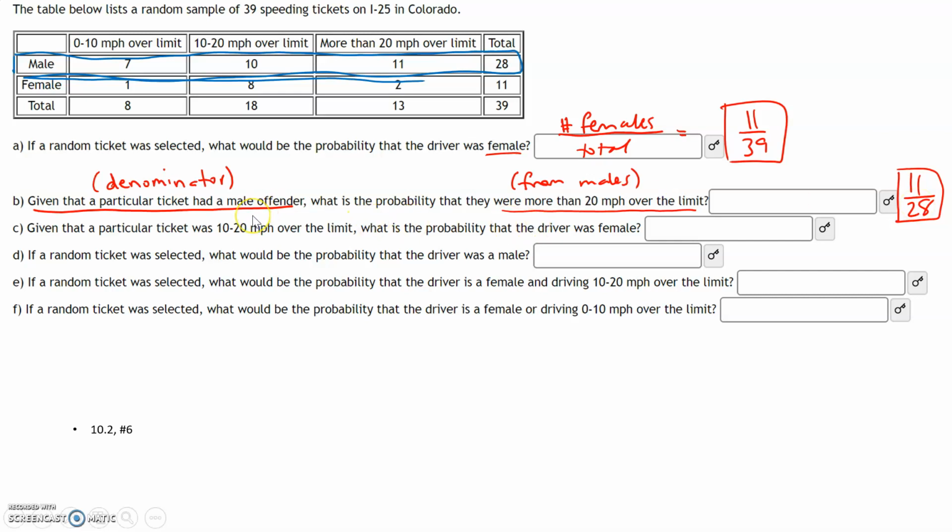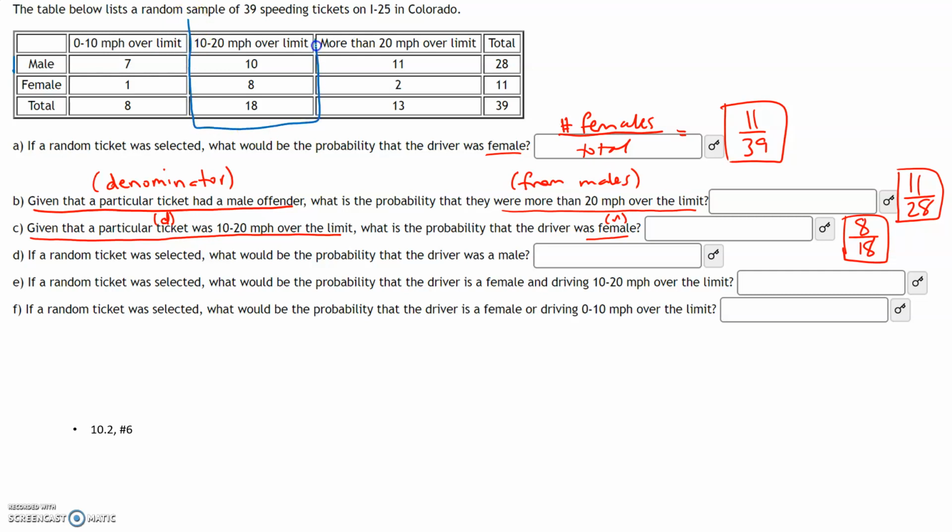Part C says, given that a particular ticket was 10 to 20 miles over the speed limit. So look at the given. The given is your denominator. And we're given that a particular ticket was 10 to 20 miles over the speed limit, so I'm only going to be looking at this column. Okay, so these drivers were 10 to 20 miles per hour over the speed limit.